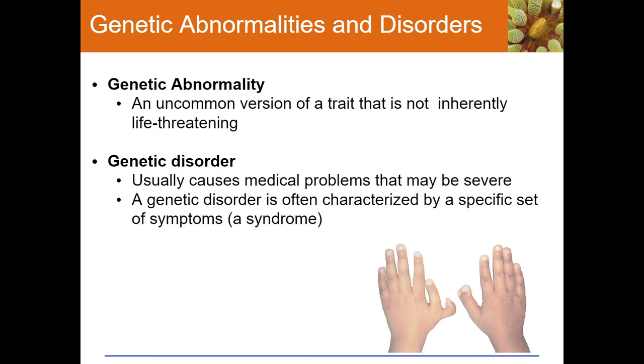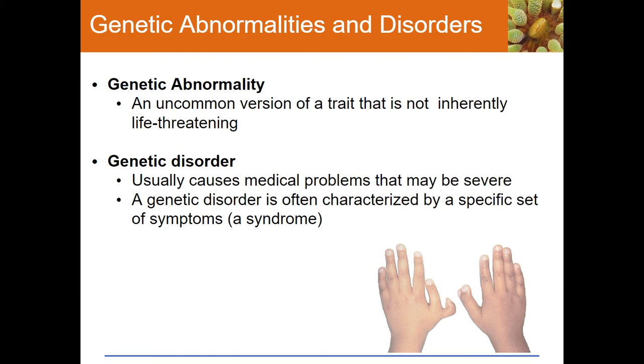So a genetic abnormality is just something that differs from the norm. Could there be somebody out there that one day has orange eyes? Absolutely. It's an abnormality in the normal allele pool, but it's not life-threatening. A genetic disorder, on the other hand, usually causes medical problems that may be severe.